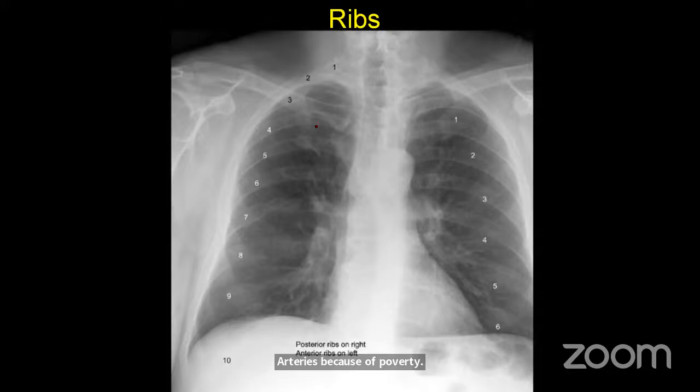These are the ribs. So we count from the back. So this is the first spinous process, the 1, 2, 3, 4, 5, 6, 7 to 10. If we trace it forward, then this will be 1, then this will be 2, the third one, then the fourth one, right? Okay, so this way we can go all the way down.